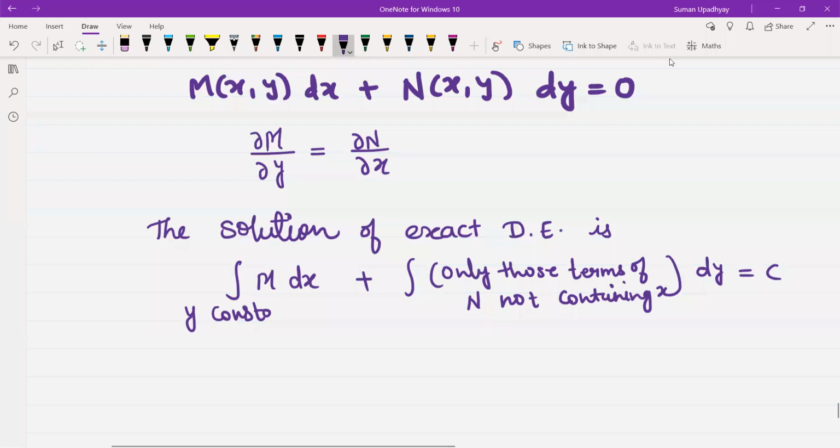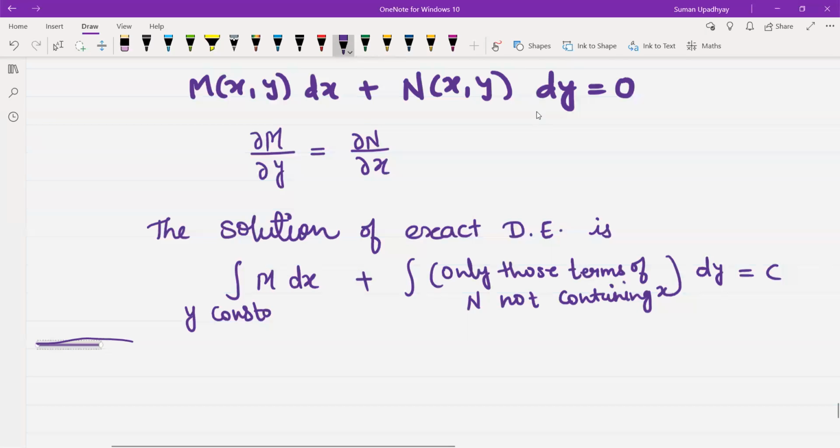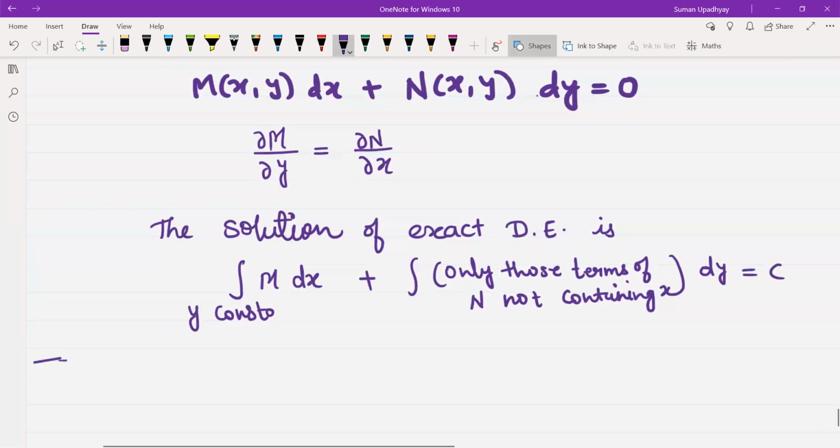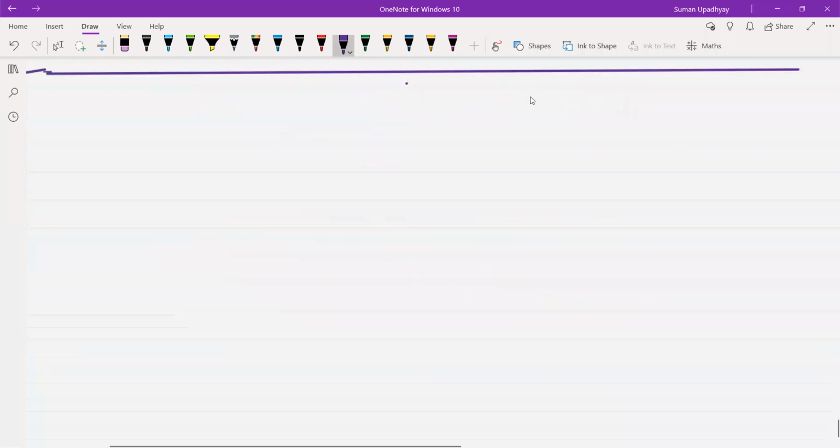Now let us start with today's topic. In the last lecture, Faizan had asked me, ma'am, what if my given differential equation is not exact? What if del M by del y is not equal to del N by del x? So in that case, kids, you are going to make them exact. How will you make them exact? That is your next topic. Your next topic for today's class is integrating factor.